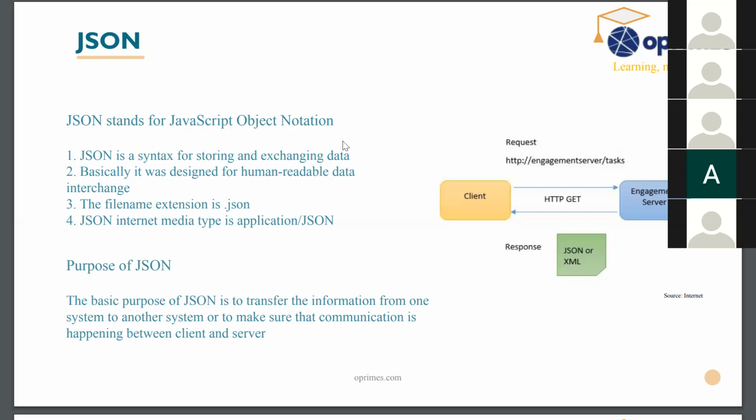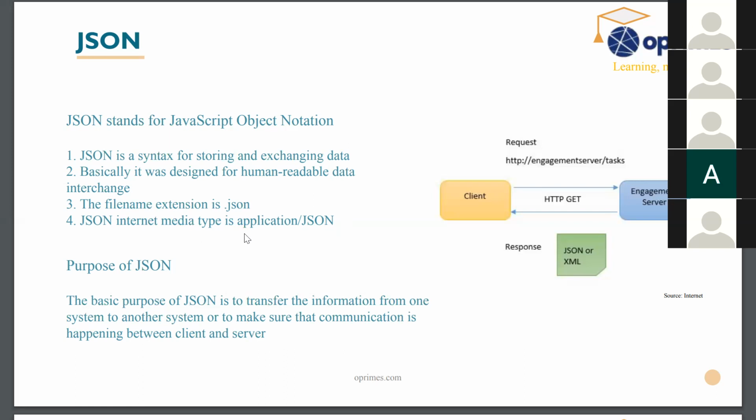Whenever you are creating a JSON file, the extension should always be .json, or else you will get an error. Then the JSON media type is application/json. I'll let you know what is meant by application/json while doing APIs in Postman, you'll get to know what it is. However, I'll let you know later also.